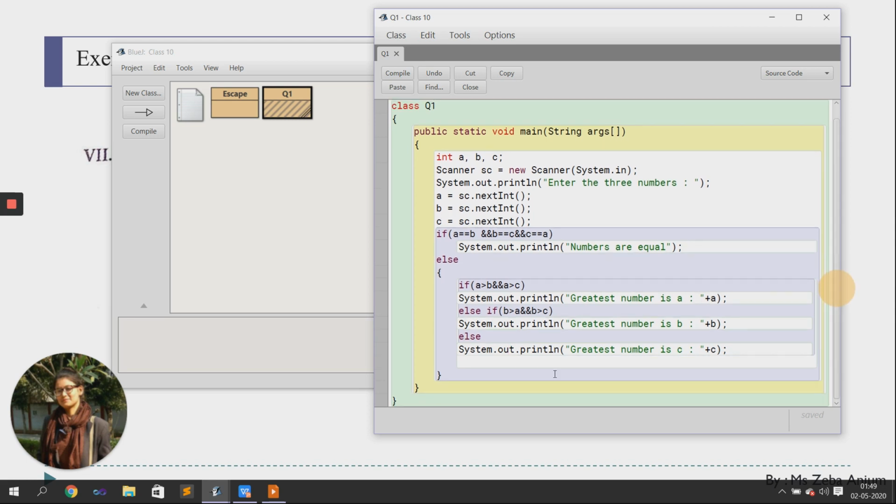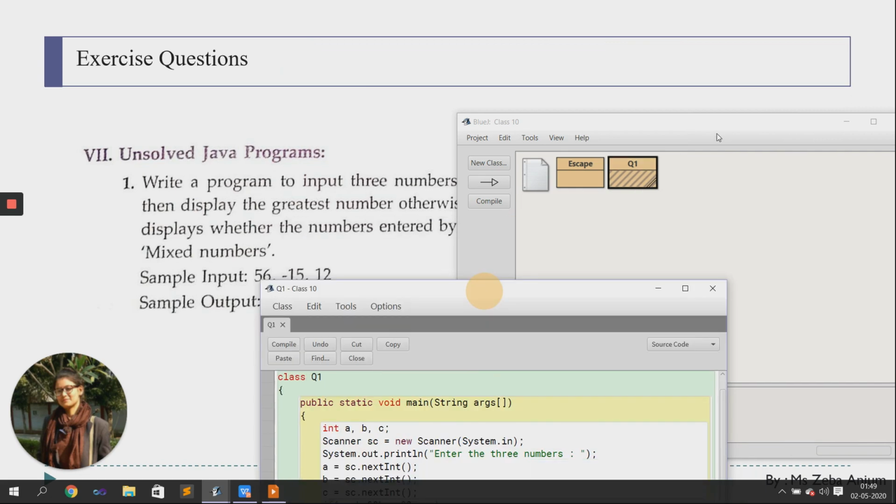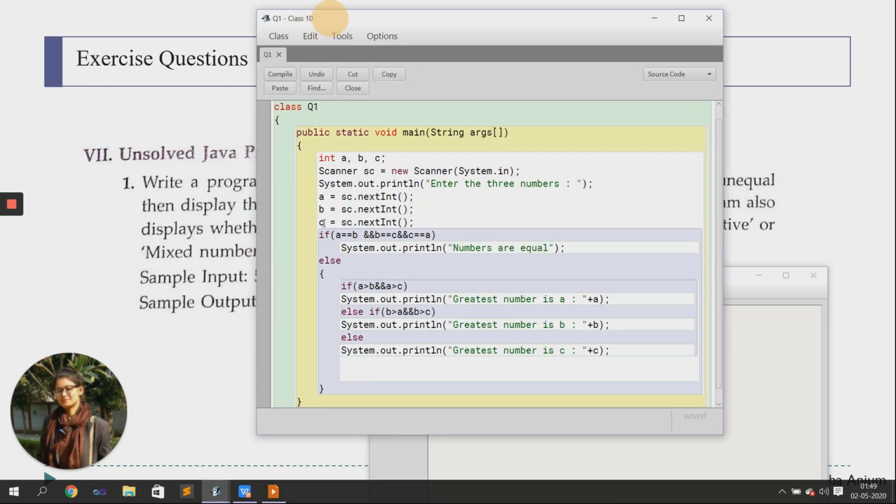Now for more, we have to check whether your numbers are all positive, all negative, or mixed. So now over here, check it out. If a is greater than 0 and b is greater than 0 and c is also greater than 0, if all three are greater than 0, then all are positive.